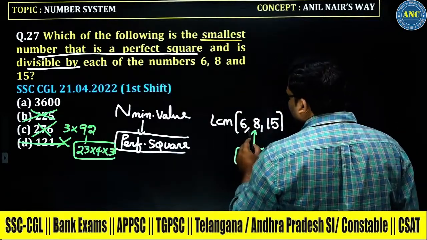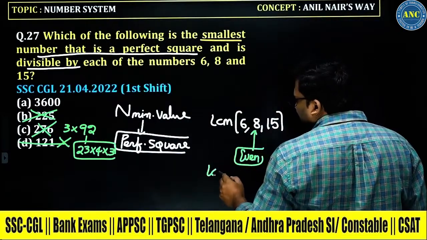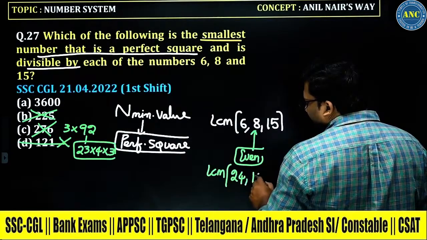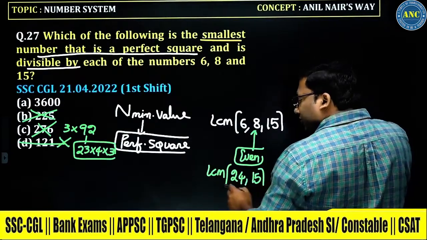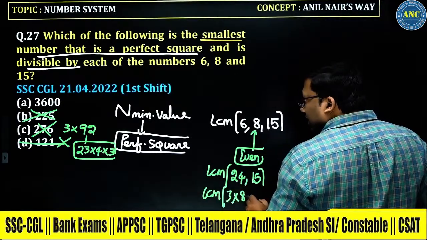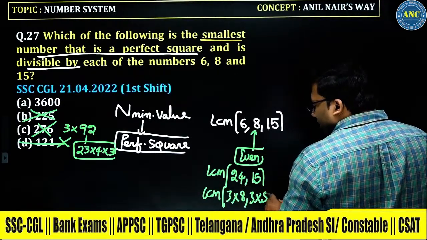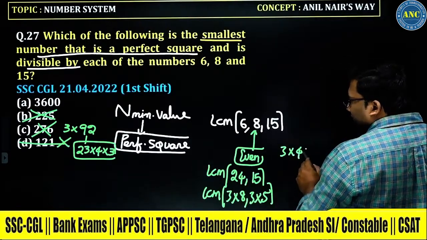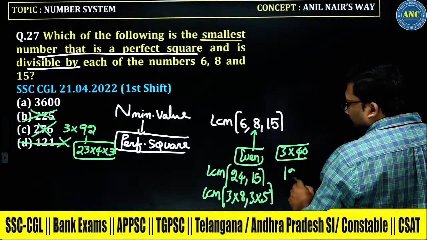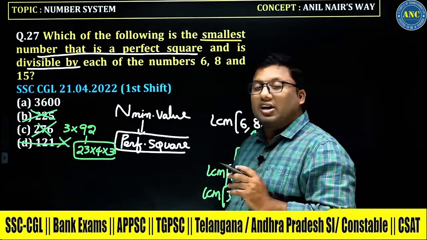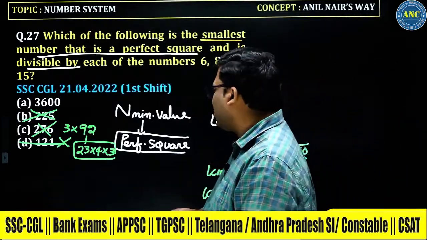What students will do is take the LCM of 6 and 8, which is 24, then 24 and 15. LCM of it, 3 8s are 24, 3 5s are 15. So they will do 3 8s are 24, 8 5s are 40, 3 40s are 120. The answer should be a multiple of 120, like that they will do. That is not at all required. Very, very important question, sir.